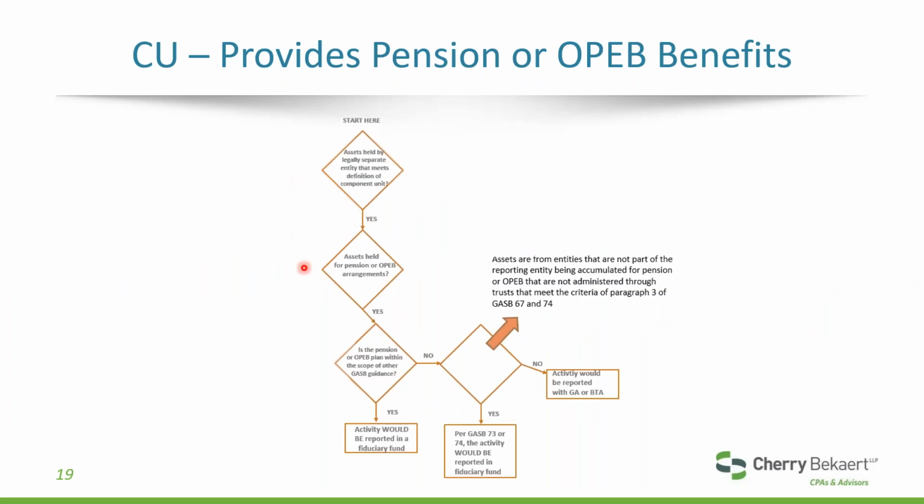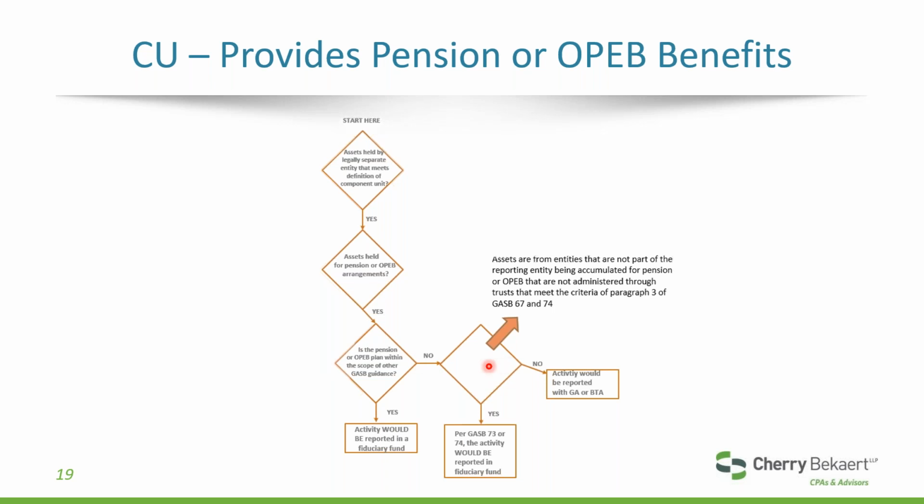So these first 2 considerations here are inherent in the title of our path. The assets are held by a legally separate entity that meets the definition of a component unit, and the assets are held for pension or OPEB arrangements. We'll look at these next 2 together. The third consideration here asks whether the pension or OPEB plan is within the scope of other GASB guidance. Well, what other GASB guidance? And this is one of the reasons why the flowchart should be used in conjunction with the standard. I'll explain what they mean by this one in a moment.